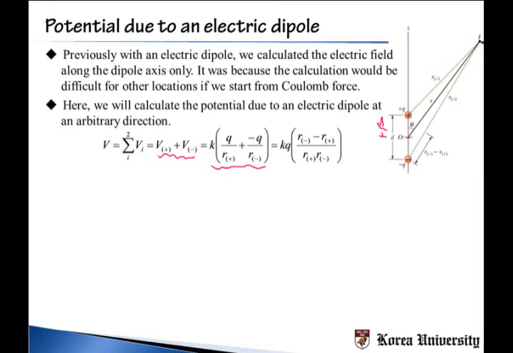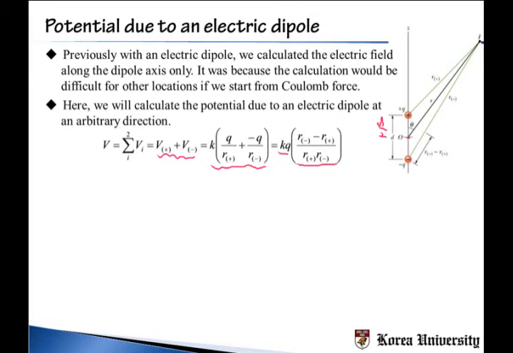Let's express R plus as the distance between the positive charge and the current position that we want to consider, and R minus as the distance between the negative charge and the current position. Okay, and then the kQ comes out, and you can simply write it this way.